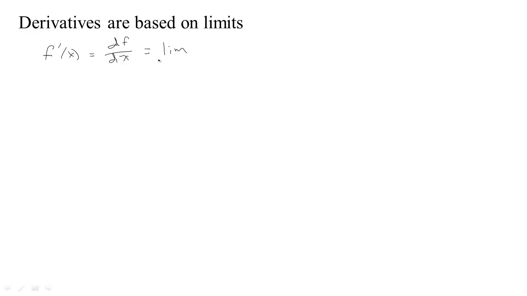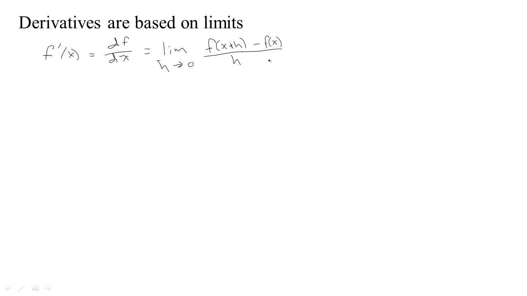We were calculating that based on this limit. We were going to find the slope of the secant line, which is f of x plus h minus f of x all over h. This is the change in f over the change in x. And we're going to take the limit as h goes to 0. So we're going from the average rate of change over some small interval, that's the slope of the secant, to the instantaneous rate of change, which is the slope of the tangent.